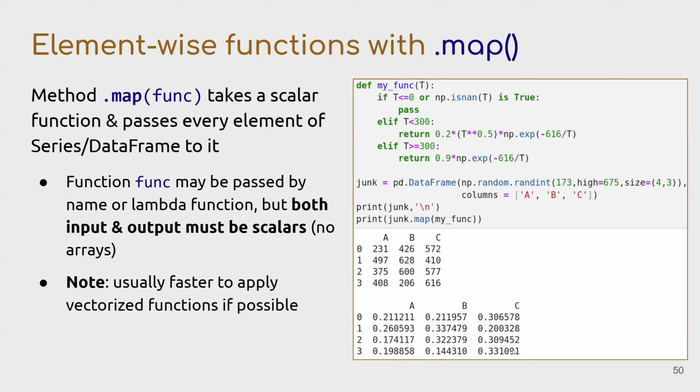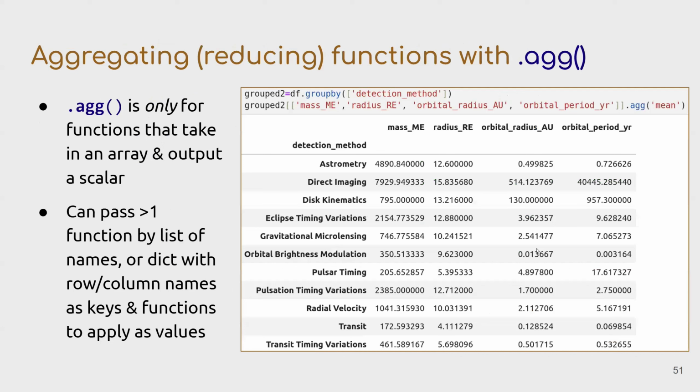So then the output looks like this. It's the same shape as the input. With aggregating functions, this is something where you would use only functions that take in an array and output a scalar. So that's things like mean, which is what I've applied here in this example. This is overkill. It's better to use .mean than .agg mean. But this is just an example to show the syntax.